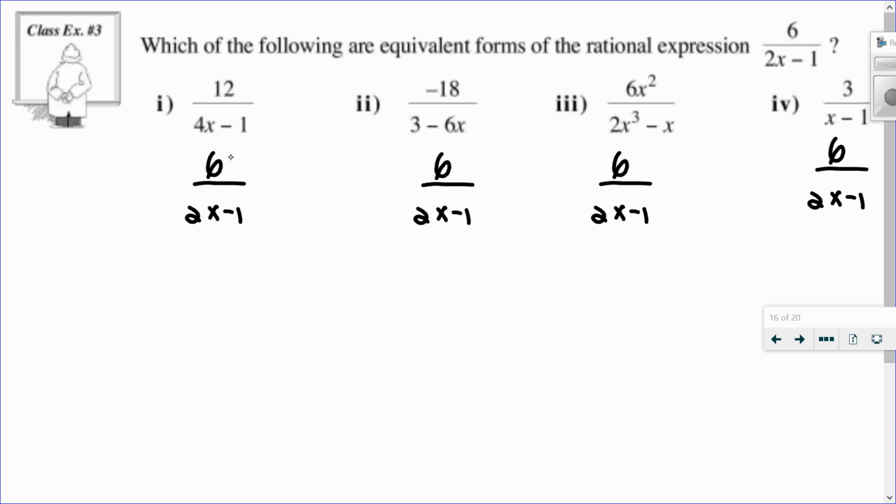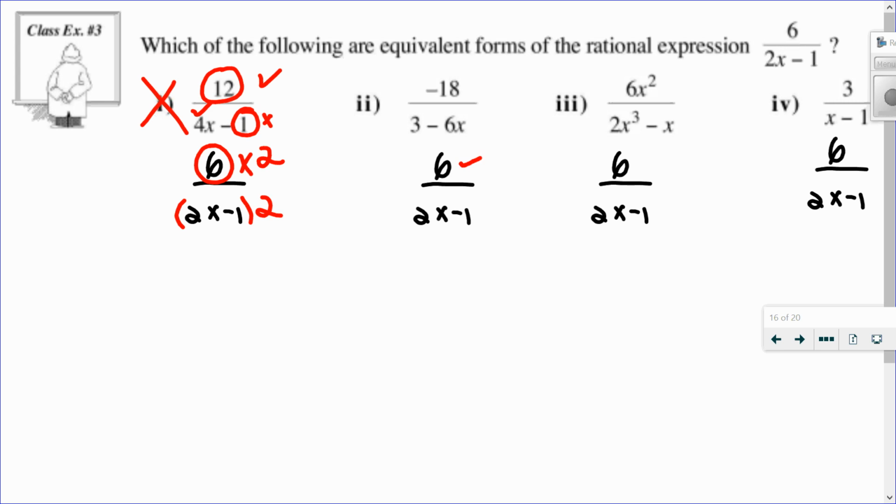If I look at 6 and I end up with 12, what I did to 6 is I multiplied it by 2. So since I multiplied by 2 to get the numerator, I would have to multiply this entire denominator by 2 to get something that was equivalent. So 2x times 2 is 4x. That's good. But 2 times 1 is not 1. That's wrong. So this is not equivalent. Okay, let's look at the next one.